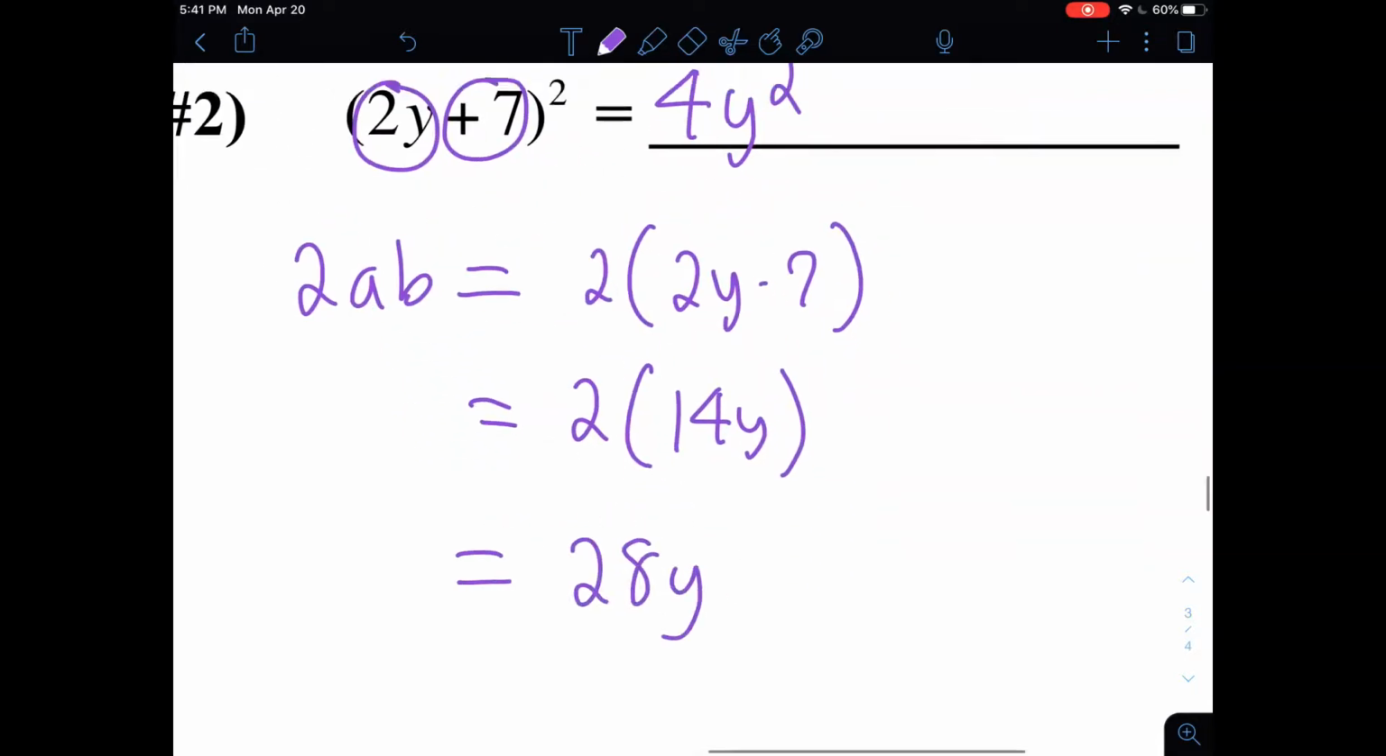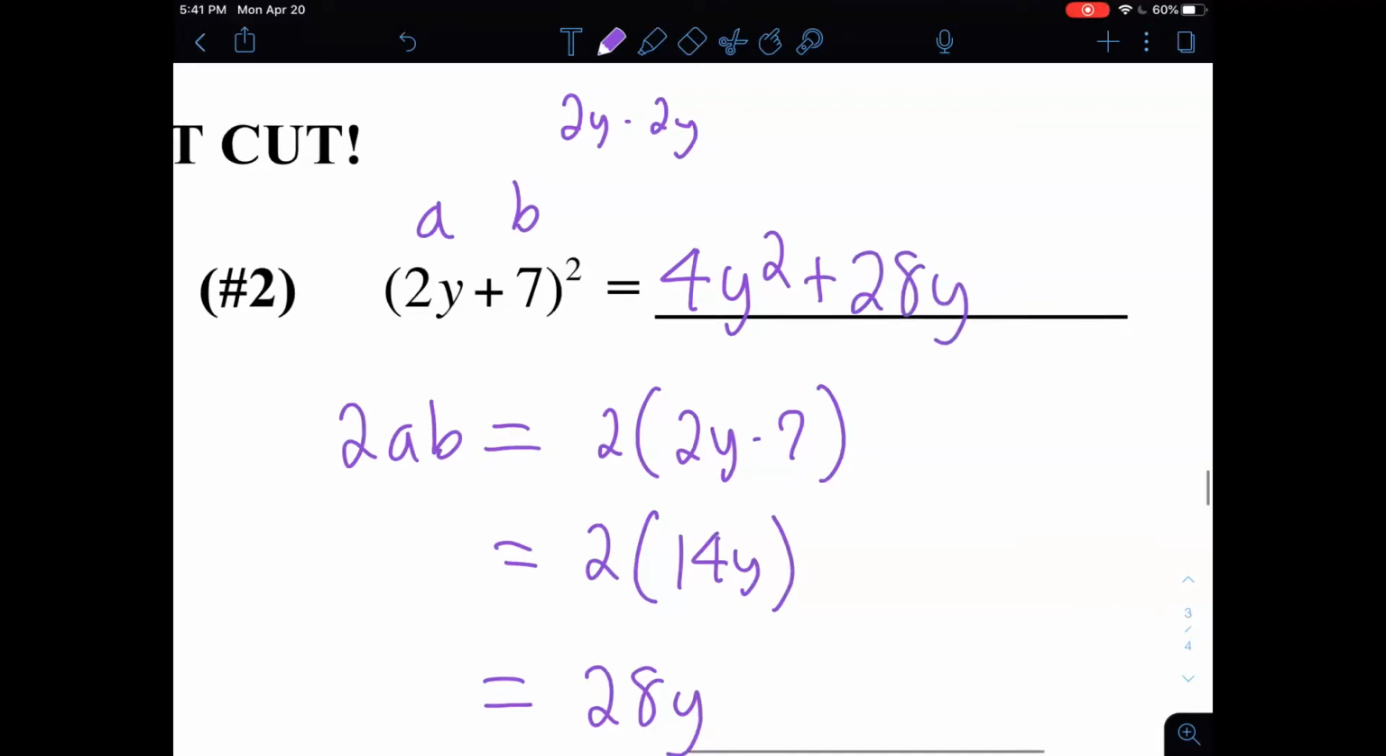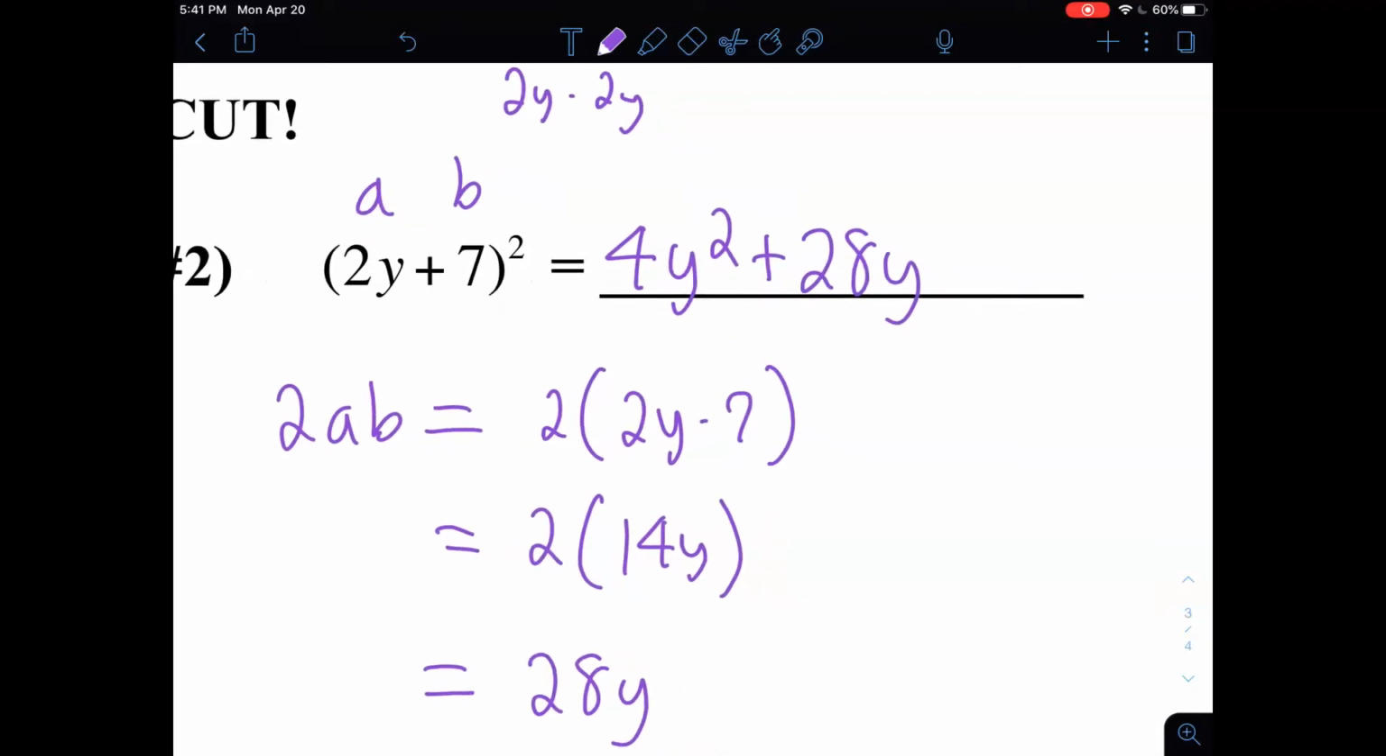28y. So if you should get to a point where it's pretty easy, all you have to do is you're going to figure out what A and B is. You're going to take this times this and double it. That's all you need to do for the middle term. So 2y times 7 is 14y. Double it's going to be 28y. All right? And then what's b squared going to be? If it's positive 7, it's going to be 49.